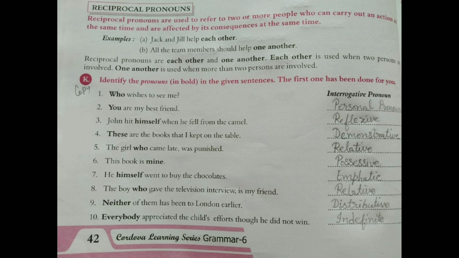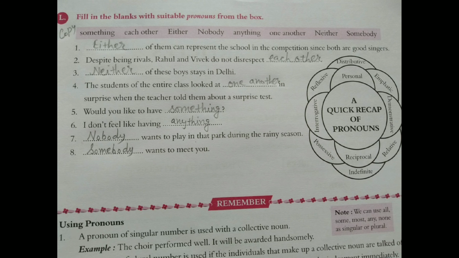9. Neither of them has been to London earlier. Neither is distributive pronoun. And 10. Everybody appreciated the child's efforts though he did not win. Everybody is indefinite pronoun. Now, the last exercise of this chapter, number L, to be done in copy. Fill in the blanks with suitable pronouns from the box. So, hint is given here. We have to choose the correct pronoun from there and complete the sentences.